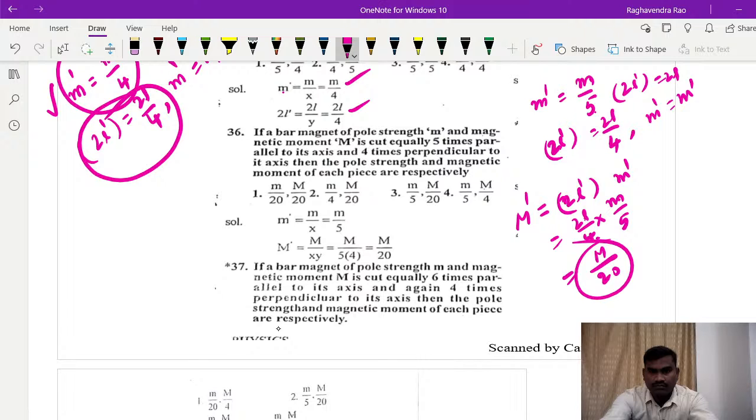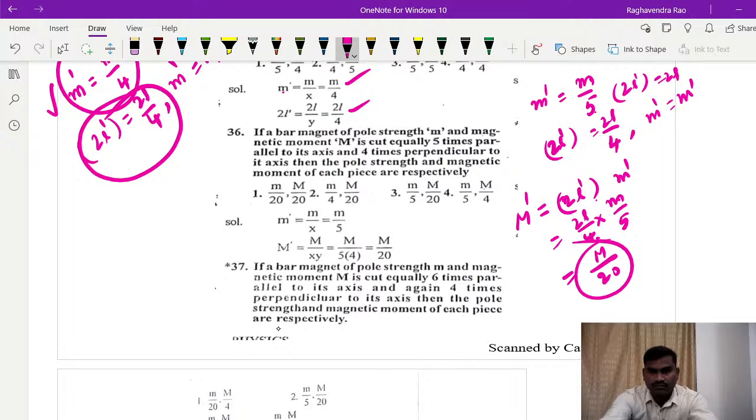So in parallel cutting, there is a change in area of cross section. Because of that change in area of cross section, there is a change in pole strength. In perpendicular cutting, there is a change in magnetic length. So because of that magnetic length, magnetic moment changes. Whether it is parallel cutting or perpendicular cutting, pole strength and magnetic length change differently, but magnetic moment changes according to that pole strength and magnetic length. So this is about the magnetic moment of a bar magnet.